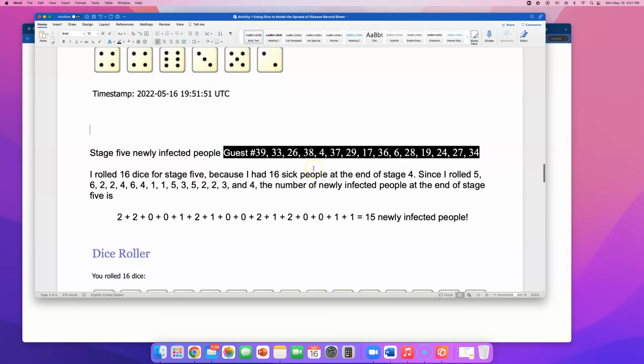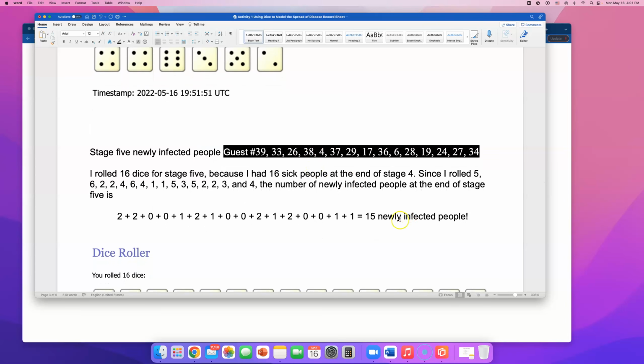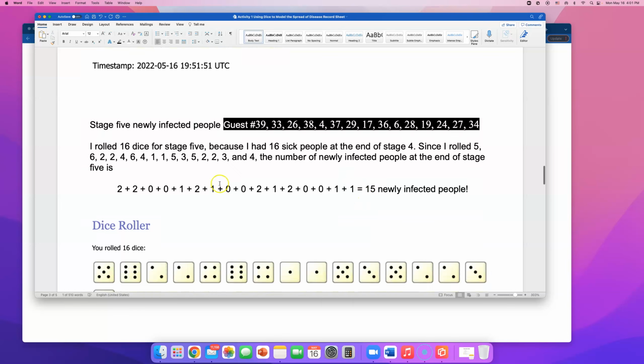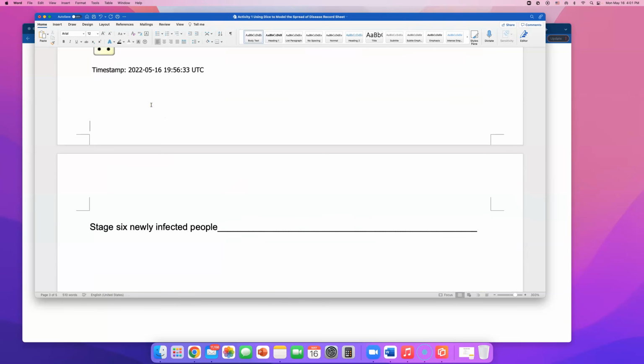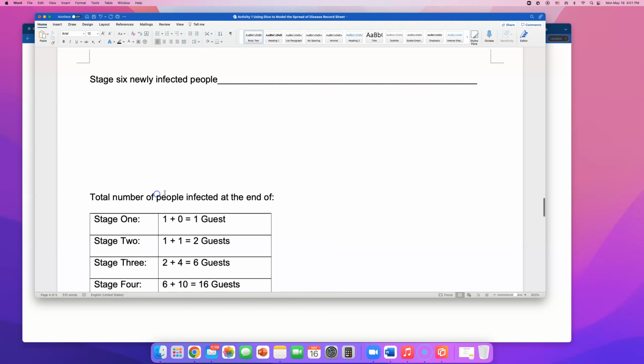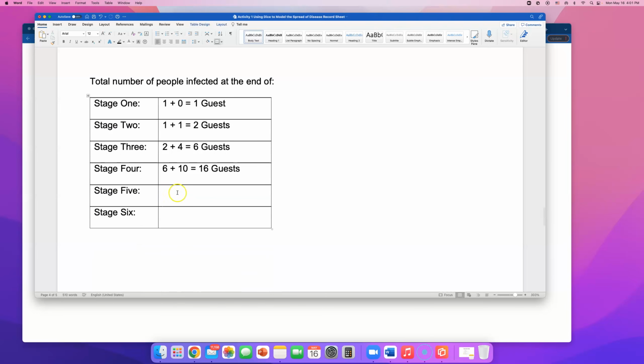Okay, so down there at that table, I will say now I have 15 more sick people, okay? Down here, I'll tell them on this table that I have now 15 more sick people. So from the 16 from the previous stage, and now 15 added on, now I'll have 31 guests who are sick. Oh my goodness, we only have 9 people who are healthy at this point.